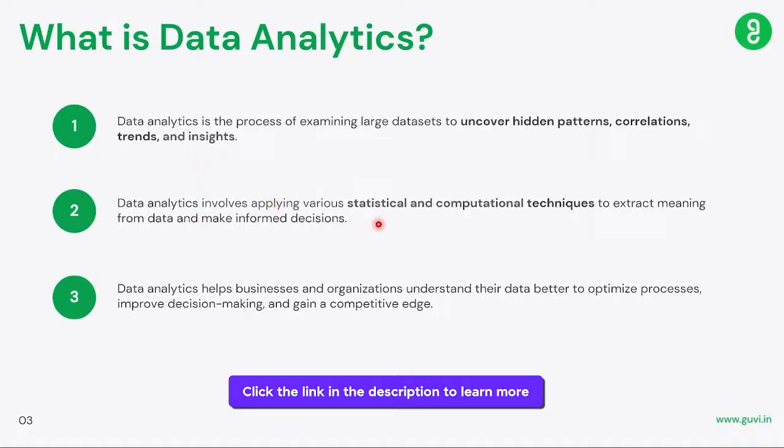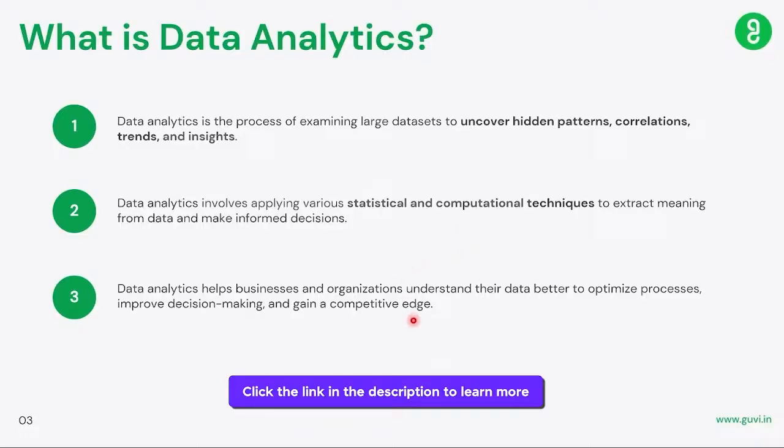The second important point is the statistical and computational techniques. The data analytics that we speak about leverages a diverse set of statistical and computational techniques. For example, descriptive statistics, regression analysis, machine learning algorithms, data mining techniques, and NLP as well. These techniques enable analysts to uncover hidden relationships in the data, predict future outcomes, and derive actionable insights.